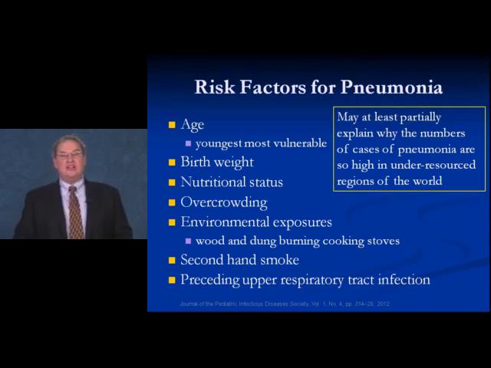And what are the risk factors for pneumonia? First is age. The youngest are the most vulnerable. Risk factors also include birth weight, nutritional status, overcrowding, environmental exposures including wood and dung burning stoves, secondhand smoke, and preceding upper respiratory tract infection. So this may at least partially explain why the numbers of cases of pneumonia are so high in under-resourced regions of the world.